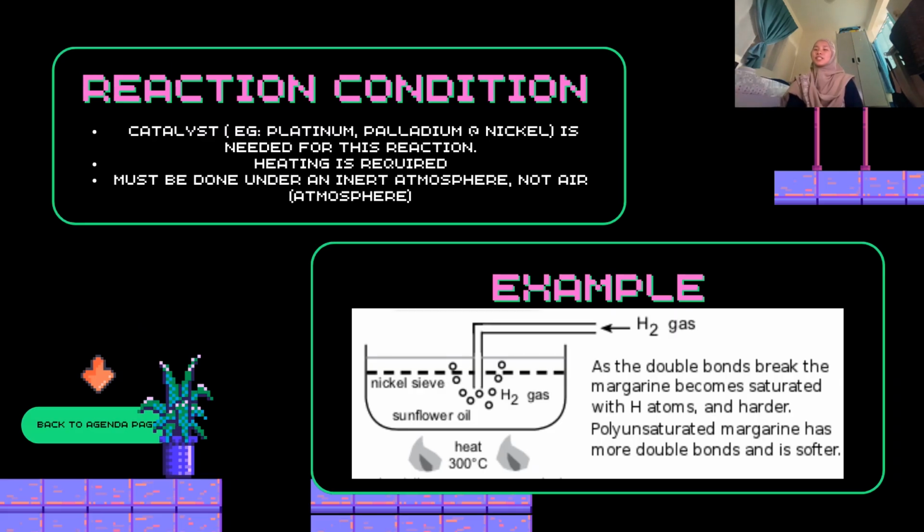The reaction condition of hydrogenation is that a catalyst is needed, such as nickel, palladium and platinum. It helps lower the activation energy of the reaction, making it proceed at a faster rate. Heating is also required because it promotes the reaction and enhances the efficiency of hydrogenation. Hydrogenation must be done under an inert atmosphere, not air. You can see this from the example of hydrogenation of vegetable oil to margarine.